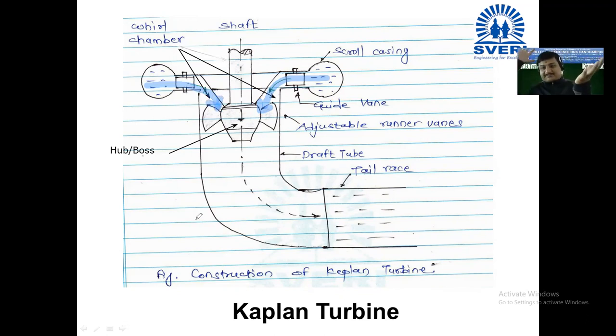And when water flow is coming in the whirl chamber, whirls are going to be generated. Pani asa phirayla suru hota. And when water is generating whirls, those whirls are giving motion to the adjustable runner.